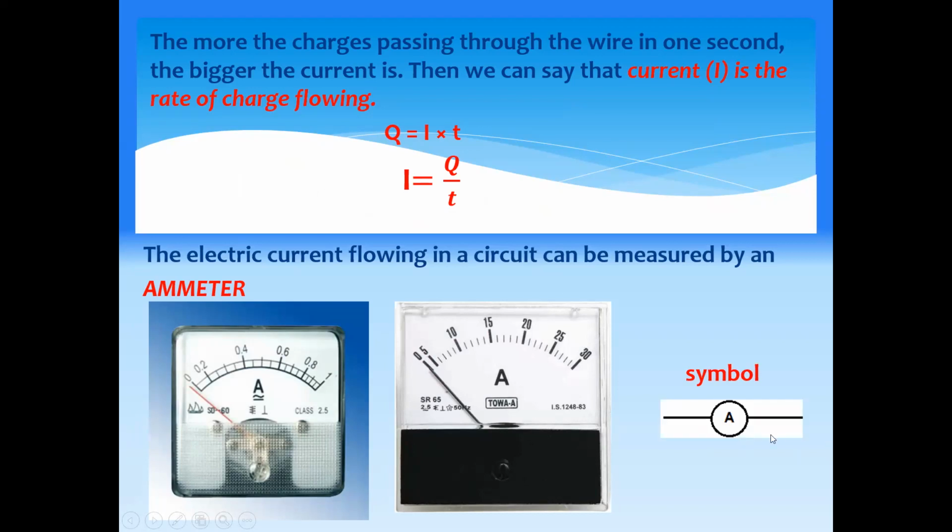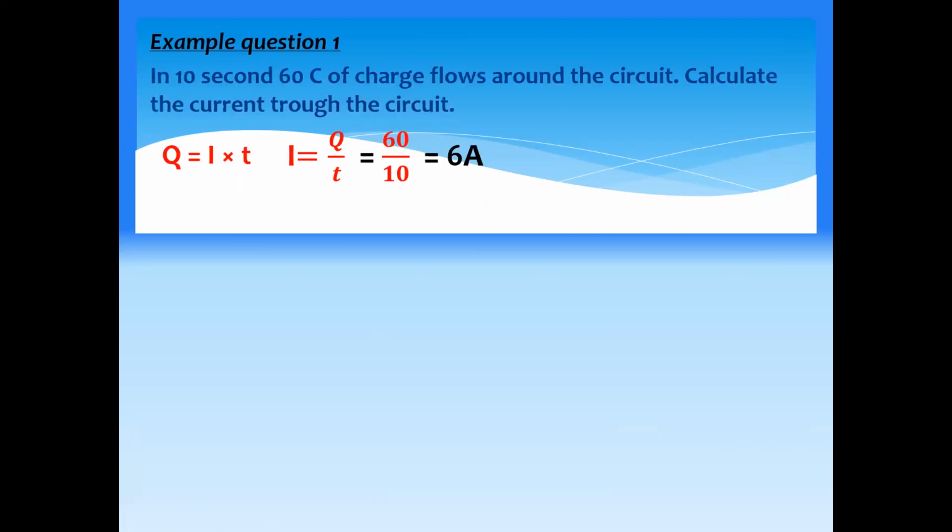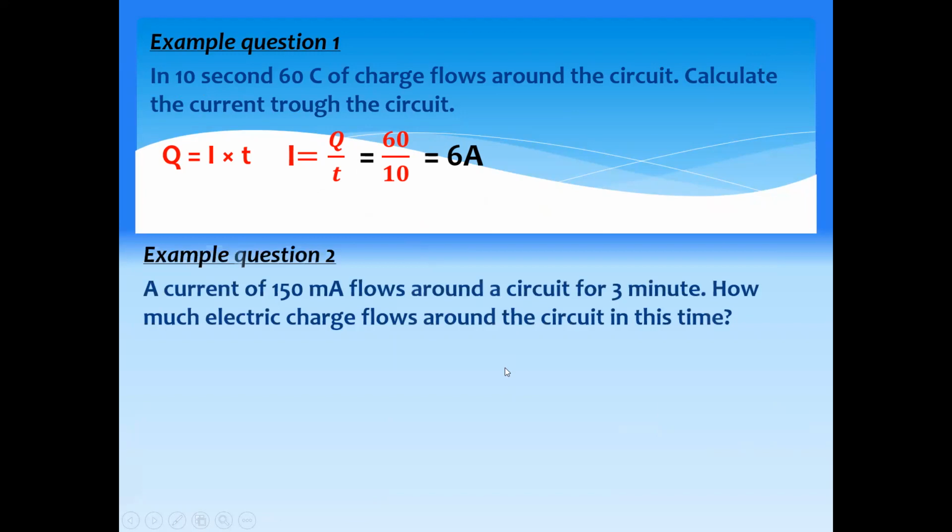The circuit symbol for an ammeter is a circle with the letter A. When we connect ammeters, we connect them in series. In this question, in 10 seconds, 60 coulomb of charge is flowing. What is the current? Current is charge divided by time. So charge is 60 and the time is 10. The current will be 6 ampere.